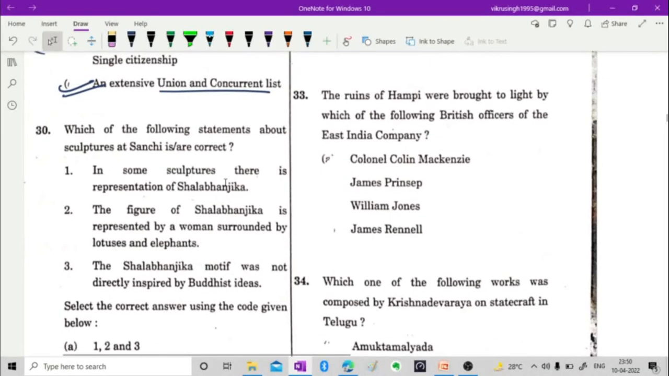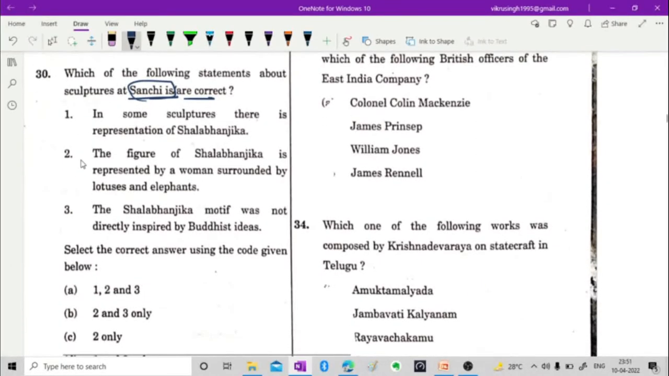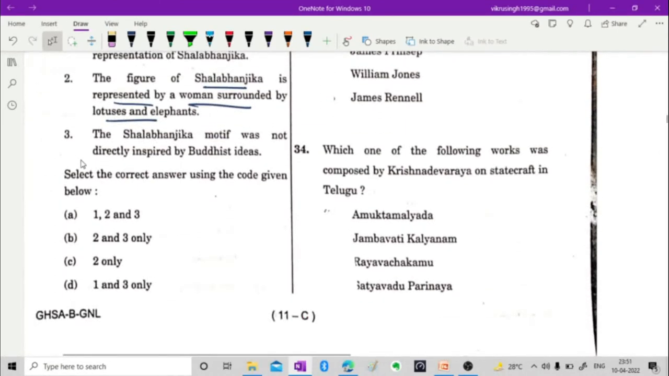Question number 30. Which of the following statements about sculptures at Sanchi Stupa is correct? Which is the correct option? The figure of Shalabhanjika is represented by a woman surrounded by lotuses and elephants. So option C, 2 only.